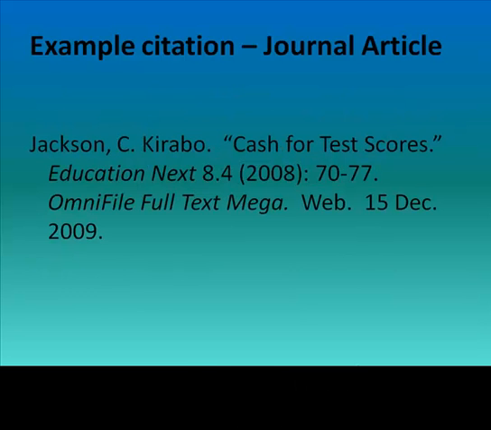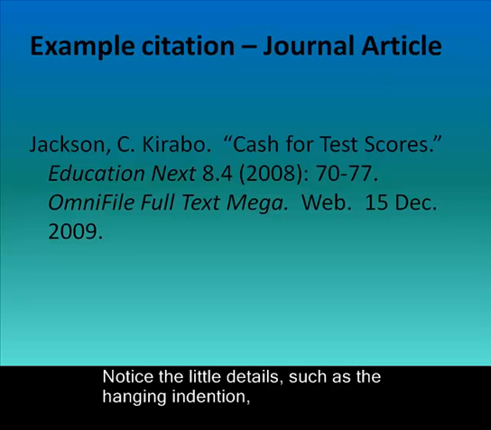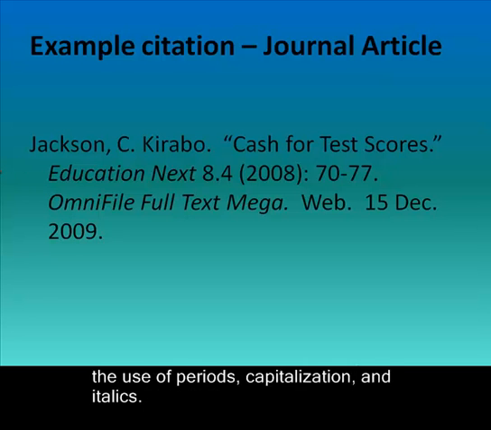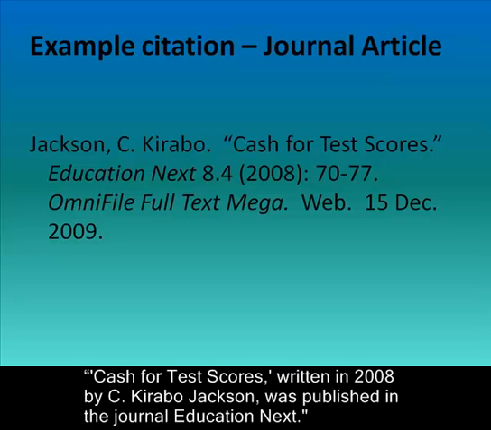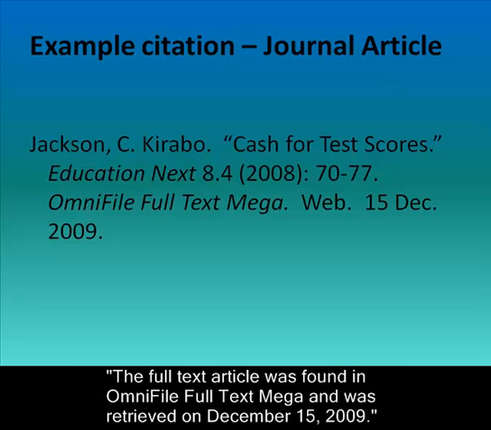After having completed all of the steps leading up to making this citation, here is the final result. Notice the little details, such as the hanging indentation, the use of periods, capitalization, and italics. From this citation, we can say, the article written by C. Kirabo Jackson, entitled Cash for Test Scores, was written in 2008 and published in Education Next, Volume 8, Issue 4, on pages 70 through 77. The full-text article was found in OmniFile Full Text Mega and was retrieved on December 15, 2009 by the researcher.